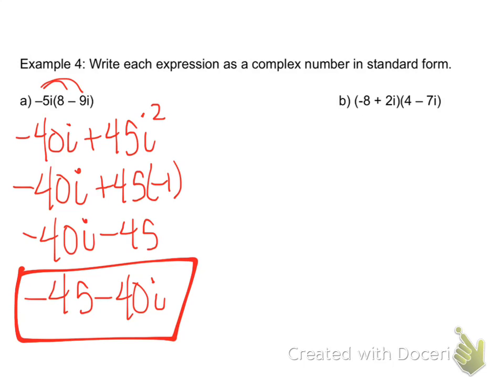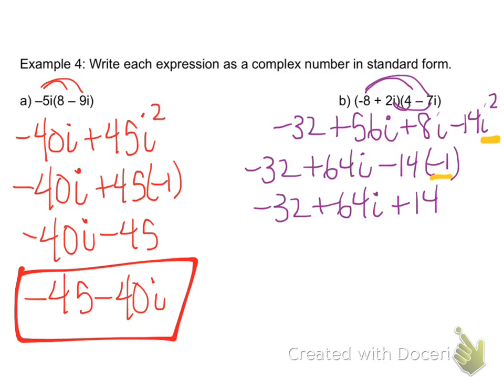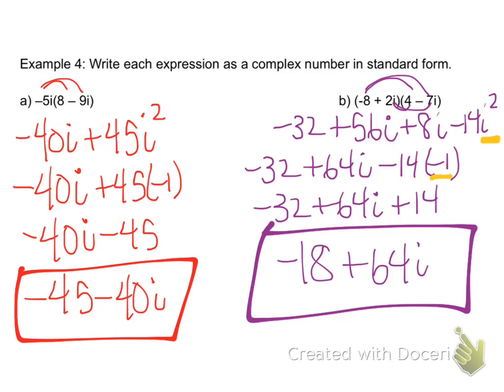This next example, we need to multiply everything in the first parentheses by everything in the last parentheses, exactly the same as if there was a variable in there. So negative 8 times 4 is negative 32, plus 56i, negative times a negative, plus 8i, minus 14i squared. Combining my imaginary parts, the 56i and the 8i, and remembering that i squared is negative 1, negative 14 times negative 1 is a positive 14, and now combining my real parts, I get negative 18 plus 64i.